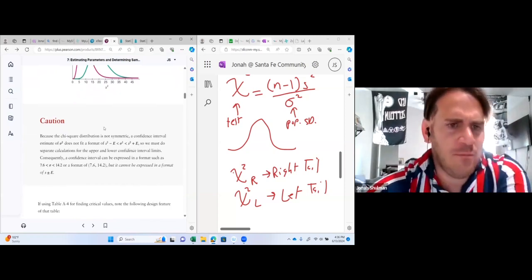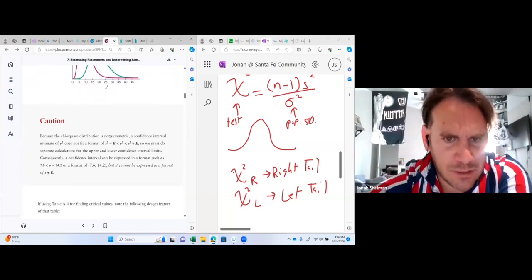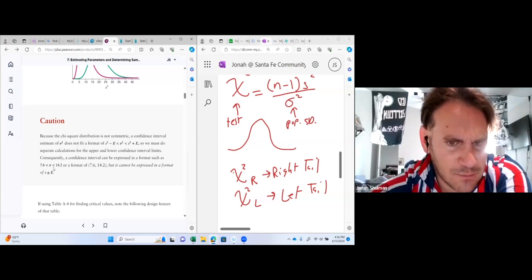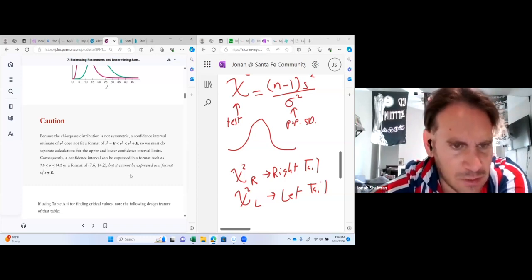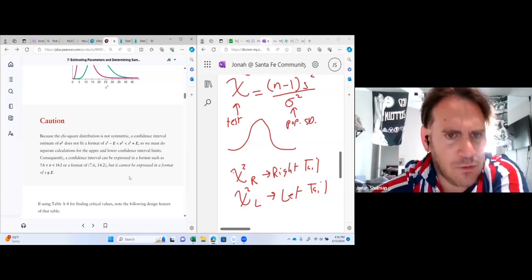Caution. Because the chi-squared is not symmetric, the confidence interval does not fit the form s squared minus e, s squared plus e. We must do separate calculations for the upper and lower limits. Consequently, a confidence interval should be expressed in a format such as, but it cannot be plus or minus e.